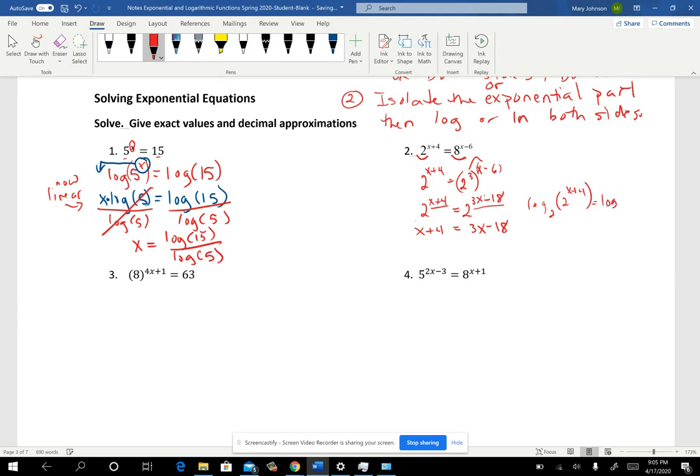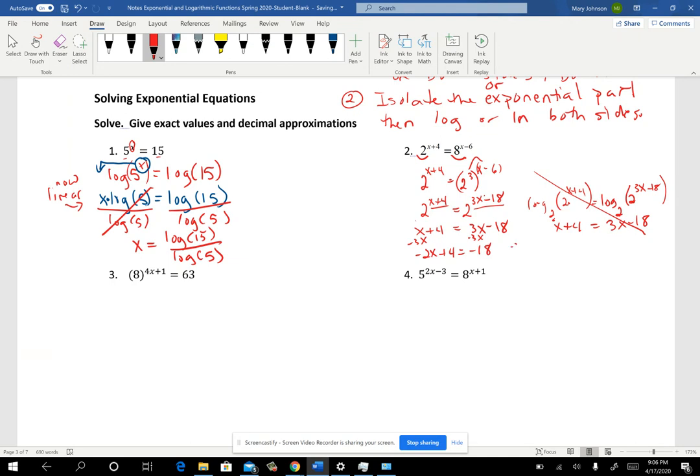I just log base 2. Since it's the same base on both sides, I just log base 2 both of these. And then that undoes that and gets you x plus 4. Log base 2 undoes the exponential, and I get 3x minus 18. But we just don't normally write that. We just do this. So now you might subtract the 3x. That'll be negative 2x plus 4 equals negative 18.